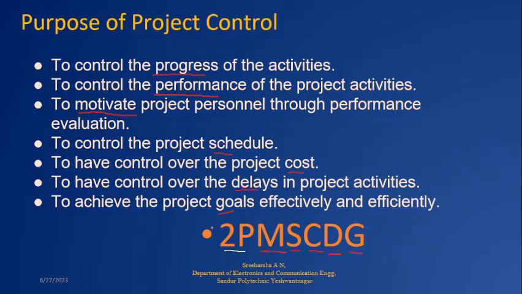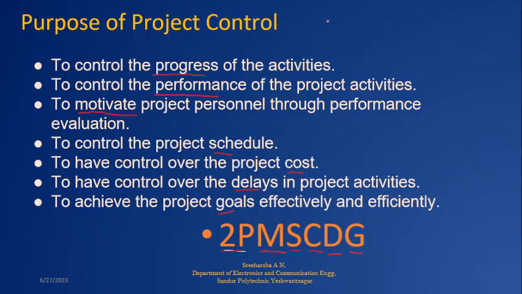Now, while using this, you should be careful that you should not write the answer as just, okay, purpose of project control, and then just go on writing: progress, performance, motivate, schedule, cost, delay, and goals. No, you cannot write that. You need to make a proper sentence. At least you should be able to make this.